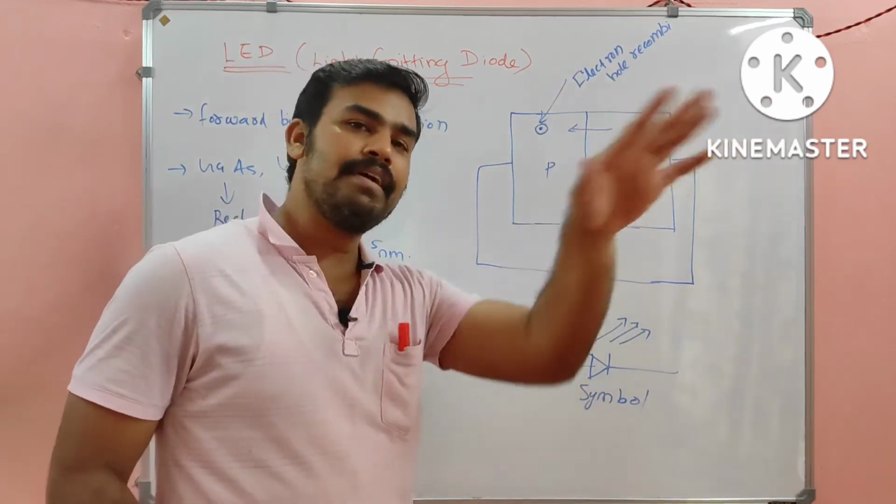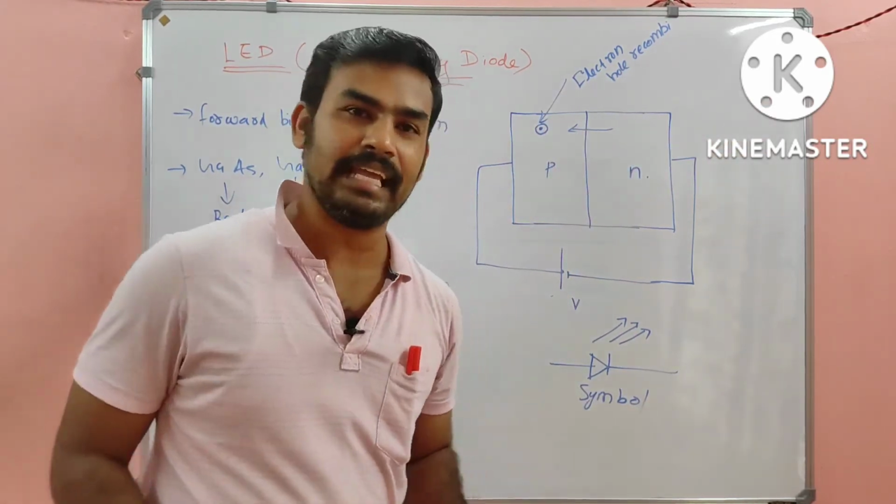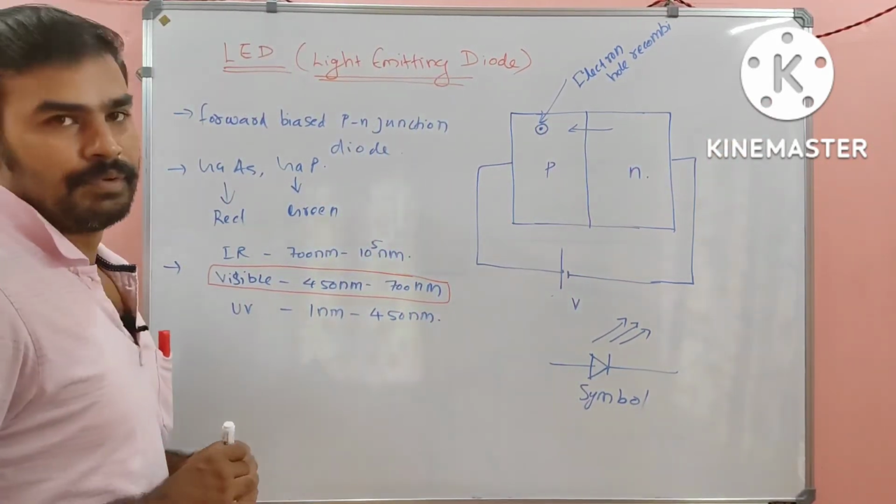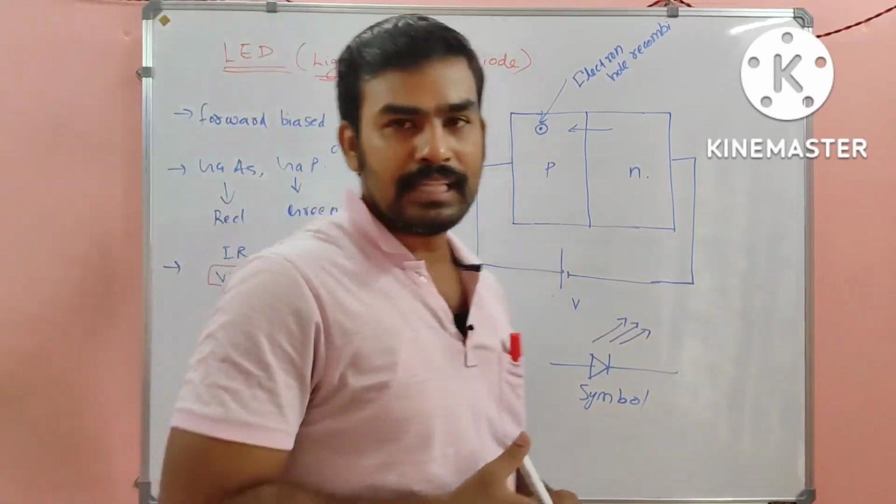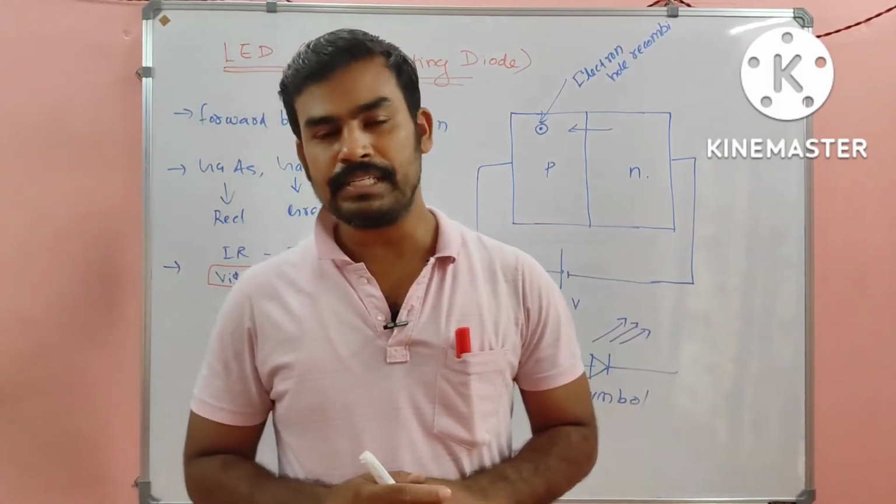The arrow should be away from the PN junction. That is the only thing you have to take care of. Otherwise it's the same, no problem. So that's all about the light emitting diode. Is it clear, my dears?